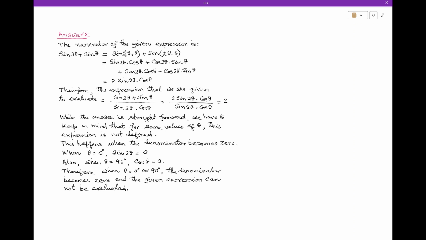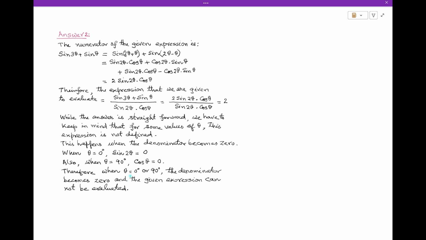While the answer is straightforward, we have to keep in mind that for some values of theta, this expression is not defined. This happens when the denominator becomes 0. That is, when theta is equal to 0, sine 2 theta becomes 0. Since sine 2 theta is appearing in the denominator, the expression will become undefined. Similarly, when theta is equal to 90 degrees, cos theta will be 0, and since cos theta appears in the denominator, the given expression also will become undefined.